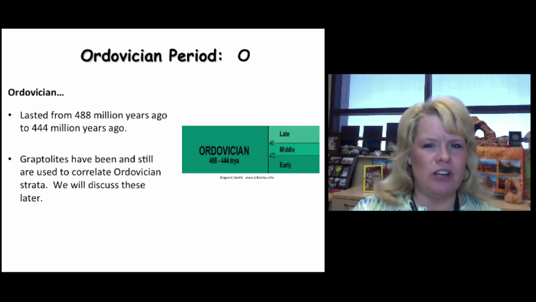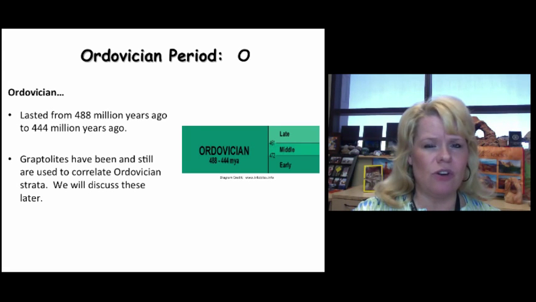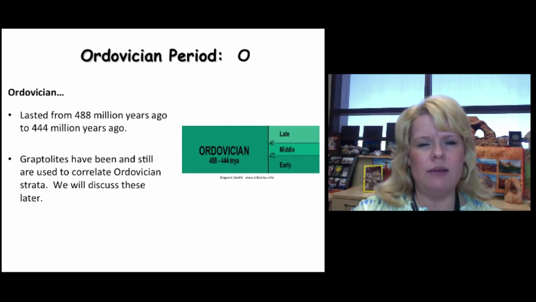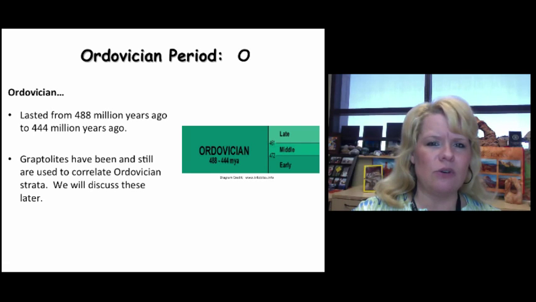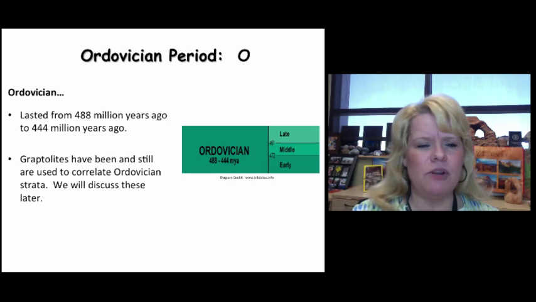The Ordovician is one of 3 periods that makes up the early Paleozoic. The early Paleozoic is made up of Cambrian, Ordovician, and Silurian. So this is the middle of the 3. And the Ordovician is subdivided into early, middle, and late. Each one has its own important aspects of things that occur during that time period.